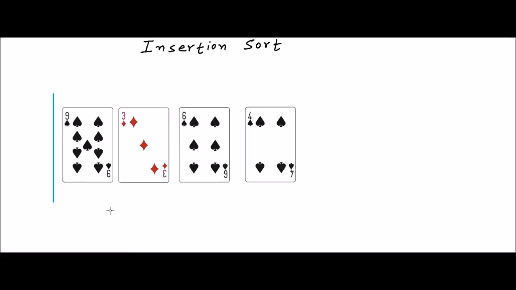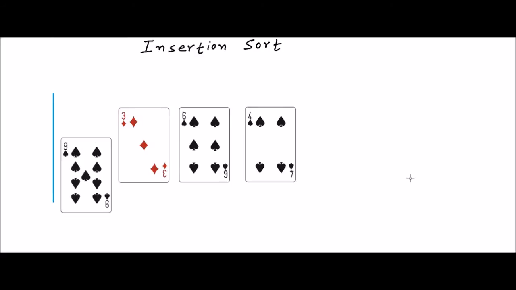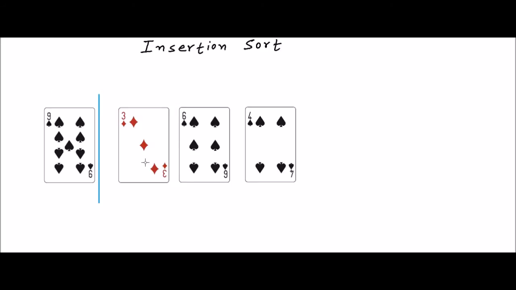Let's say we have something like this. We have a boundary here, and let's say cards to the left of this vertical line are sorted and cards to the right of this vertical line are unsorted. So initially all the cards are in the unsorted part. Now we will pick up one card at a time and insert it into the sorted part. If there is just one card, we simply move it.